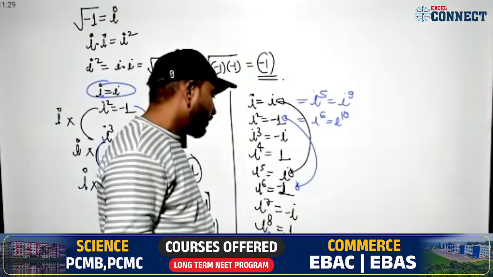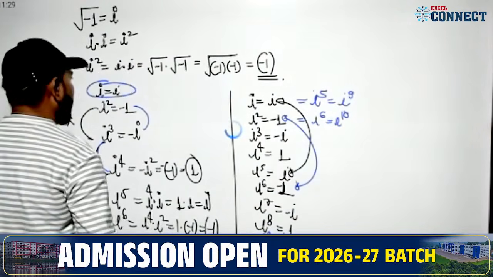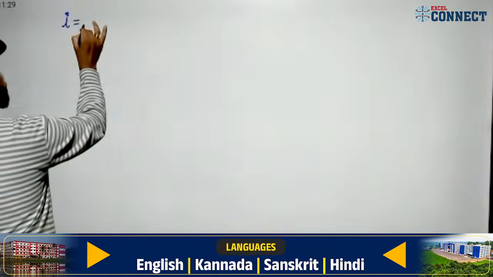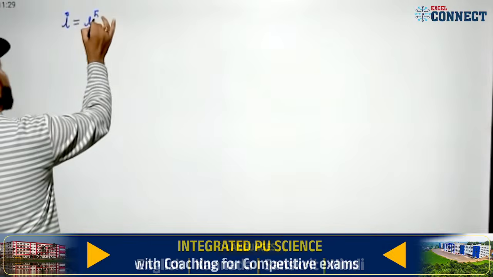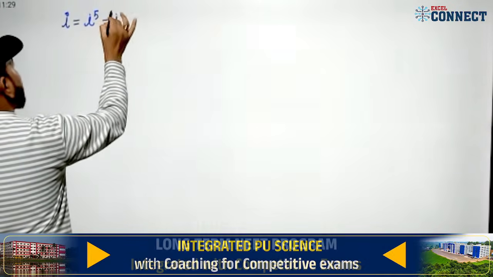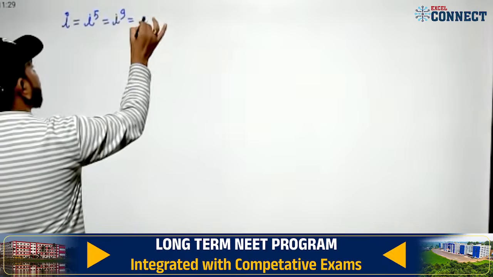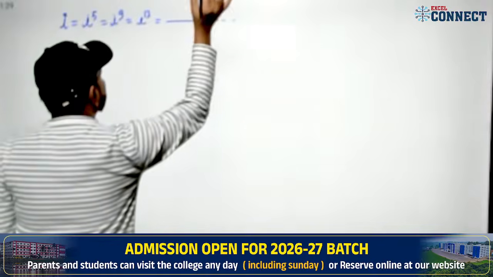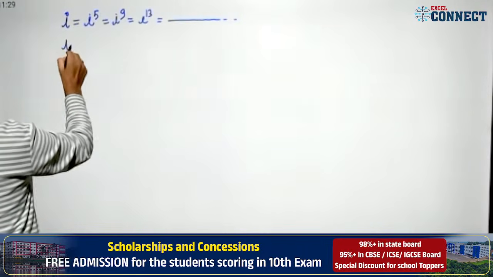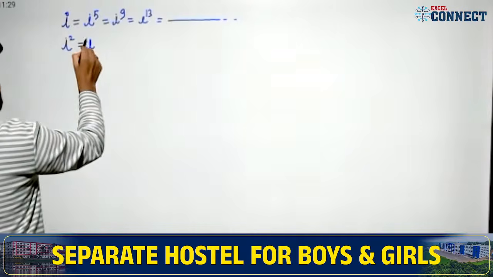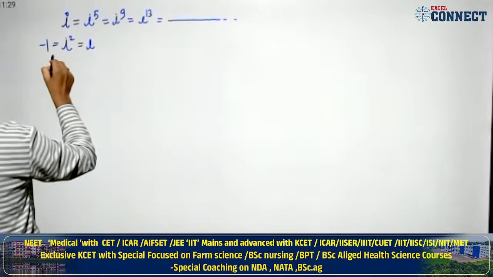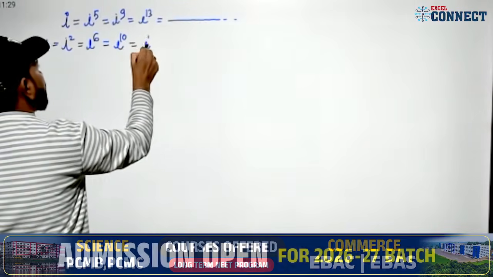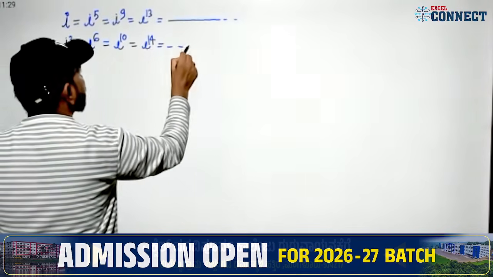So actually if I put the correct things, what is this here? i, you know i. This is also equal to i to the power 5, i to the power 9, next i to the power 13, like this it is coming, and so on. If I say i squared, you know the value is -1. i to the power 6 is equal to i to the power 10 is equal to i to the power 14, and so on.